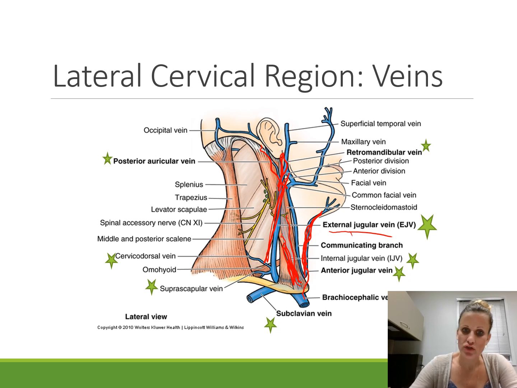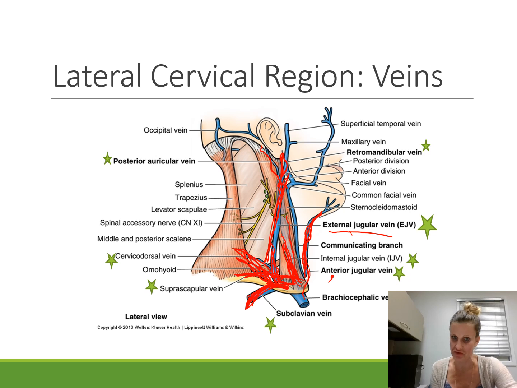Remember we said that the external jugular vein is going to go into the subclavian vein, right here. But right before it goes into the subclavian vein, it does have a couple veins that join it. We said the suprascapular vein, the cervical dorsal vein, and the anterior jugular vein are all coming over and merging with the external jugular vein. And then the external jugular vein flows into the subclavian.